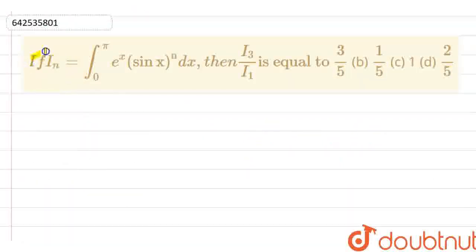Hello everyone, in this question we have In equals integration 0 to pi e to the power x (sin x) to the power n dx, then what should be the value of I3 by I1? And we have four options with us.